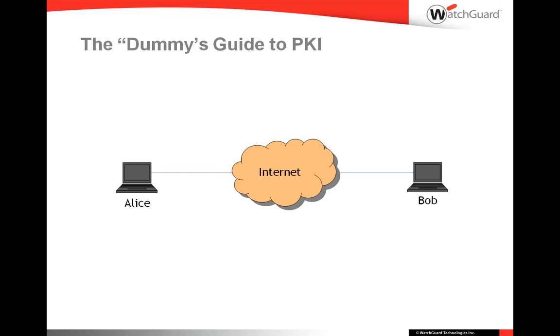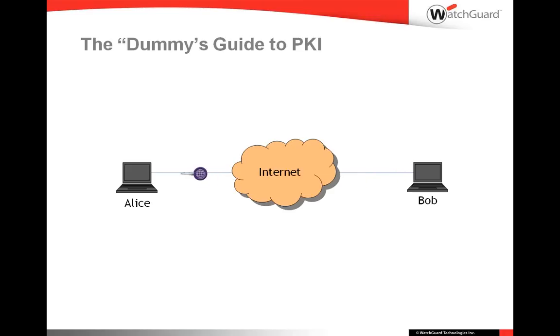I've got user A, and for my process I'm going to use Alice as the name, because it's a lot easier to say Alice than user A. And I've got another user called Bob, who is user B. Alice needs to get a copy of Bob's public key, so that Alice can send Bob an encrypted message using public key cryptography.